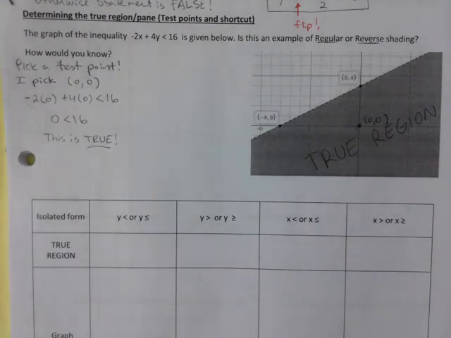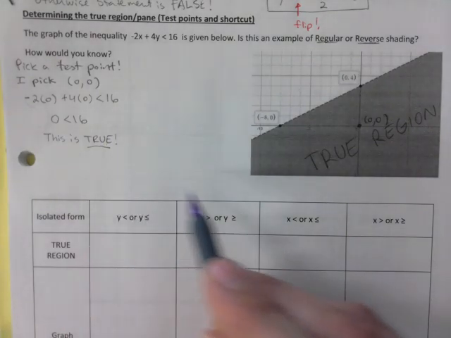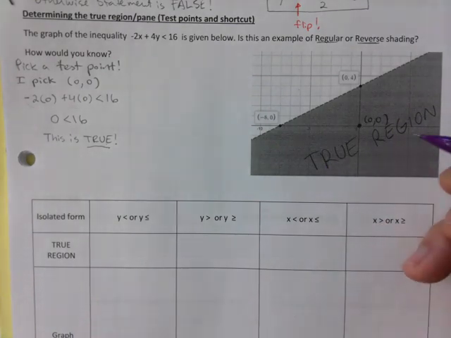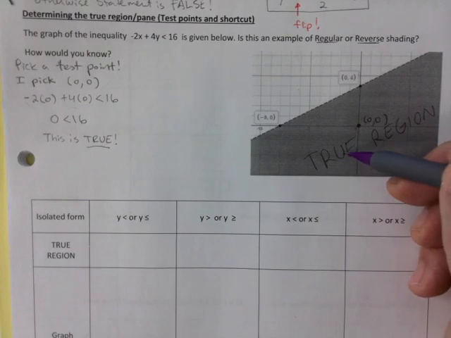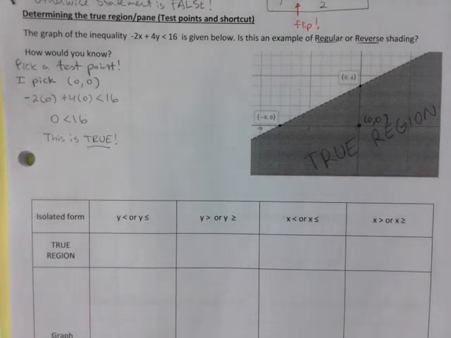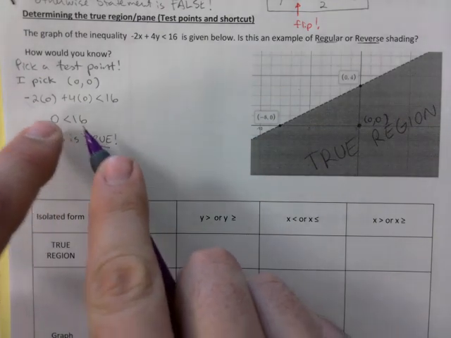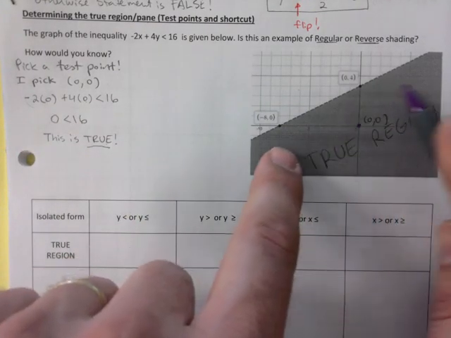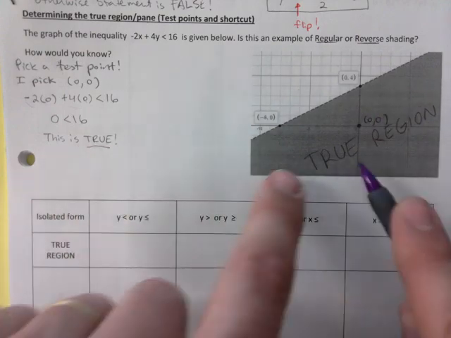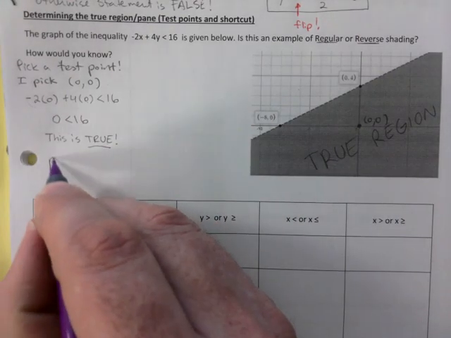I'm not going to do arrows yet because I want to make sure I don't use up too much space. But I might later on say, hey, this is why we did that. So what kind of shading is this? What region has been shaded? True region, right? This is regular shading. I know you're like, I sort of get it, right? But just follow me for now. So I picked a point, which was 0, 0, conveniently located, and I figured out that it is true. That point is true, so everything is true. So regular shading.